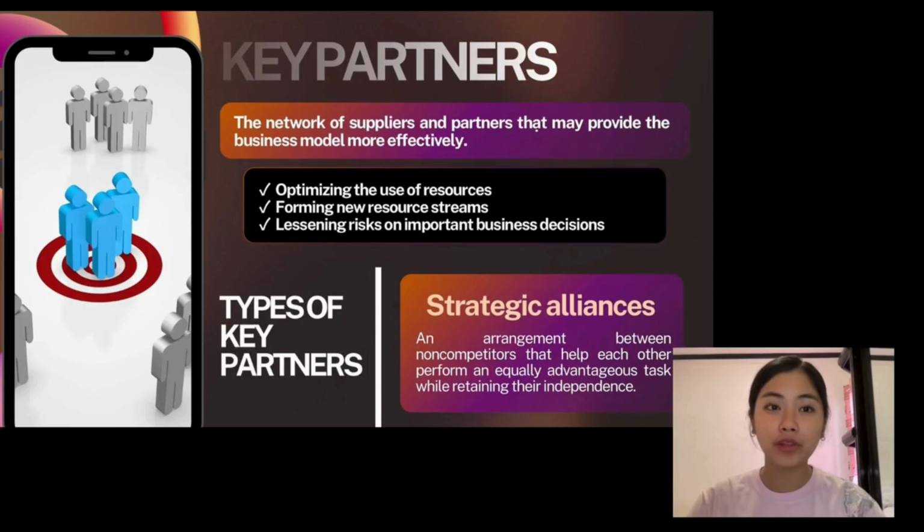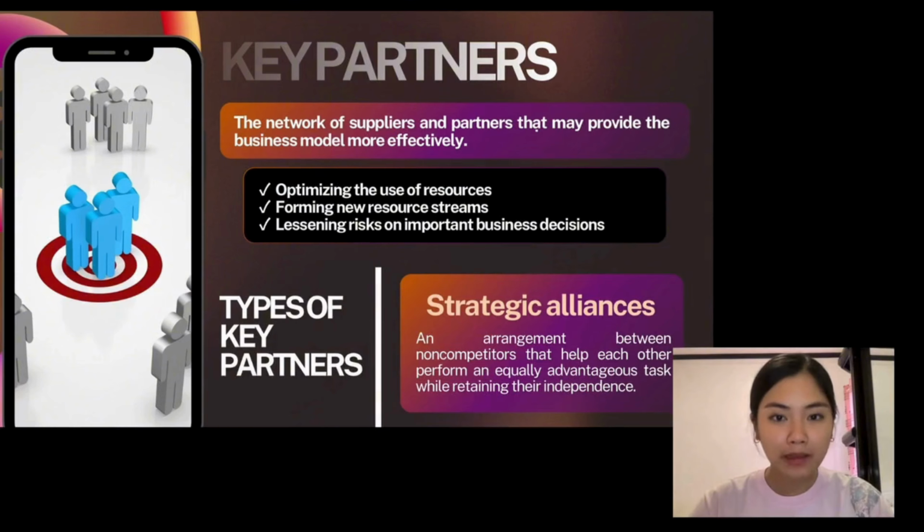Now we will be moving on to key partners. Key partners are the network of suppliers and partners that may provide the business model more effectively. So basically, these are just the people that a business will be partnering with so that they can optimize the use of resources, form new resource streams, or lessen risk on important business decisions. And key partners has different types. The first type is the strategic alliances.